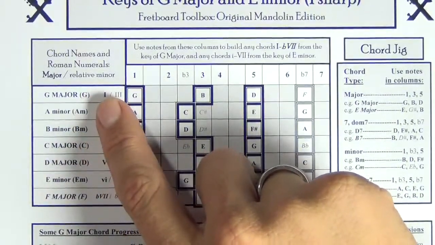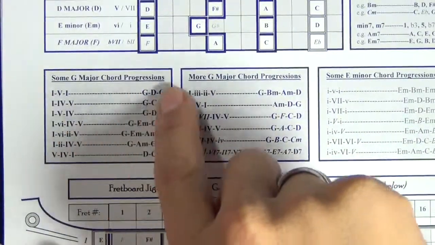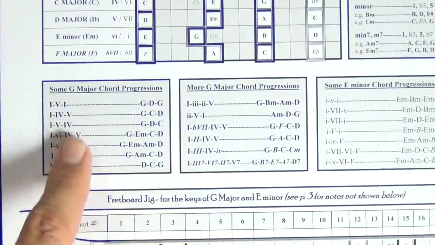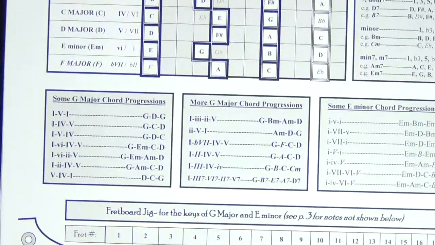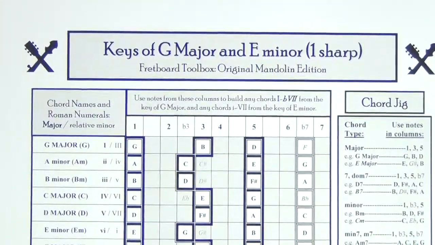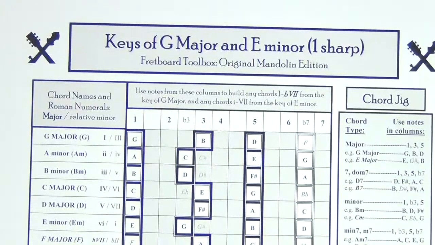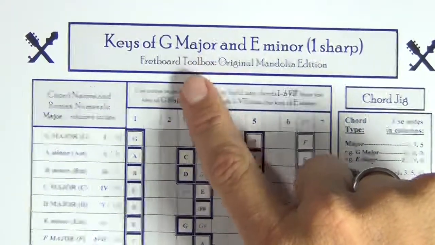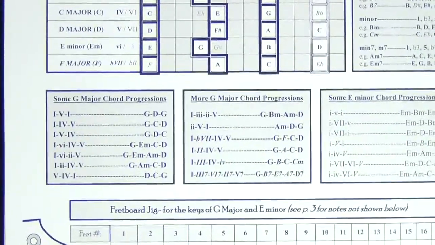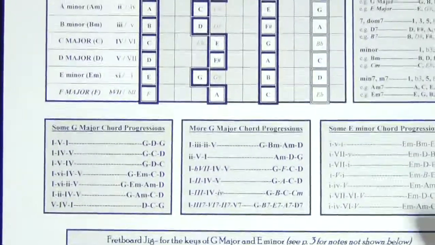So the first progression we're going to look at, we're going to play through the progressions on this G major chord progressions box here. So a 1-5-1, a 1-4-5, etc. If you don't have your own Fretboard Toolbox, you can get a free table of contents and 5 other pages, including the key of G major and E minor page, so you could print that off to follow along with the lesson. But we're going to look at a G-D-G progression.